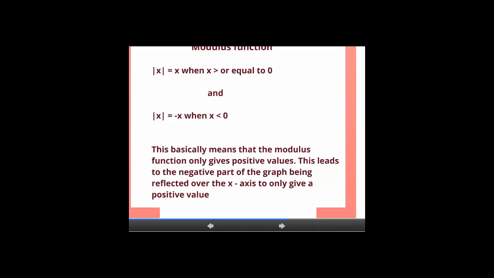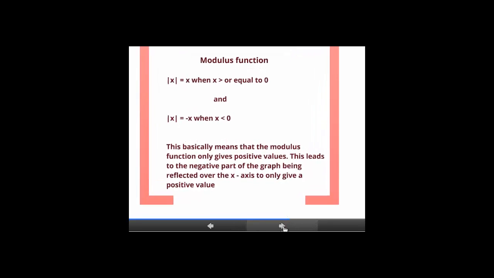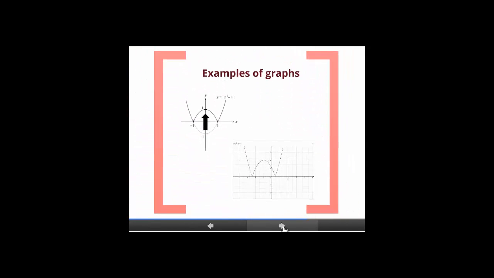So the modulus function has this effect. When x is greater than or equal to 0, mod of x equals x, but when x is negative, less than 0, mod of x changes the sign of x. So we get mod of x equals minus x. And this leads us to the modulus always giving positive values, as it's the distance from 0, remember. There's examples of modulus graphs.